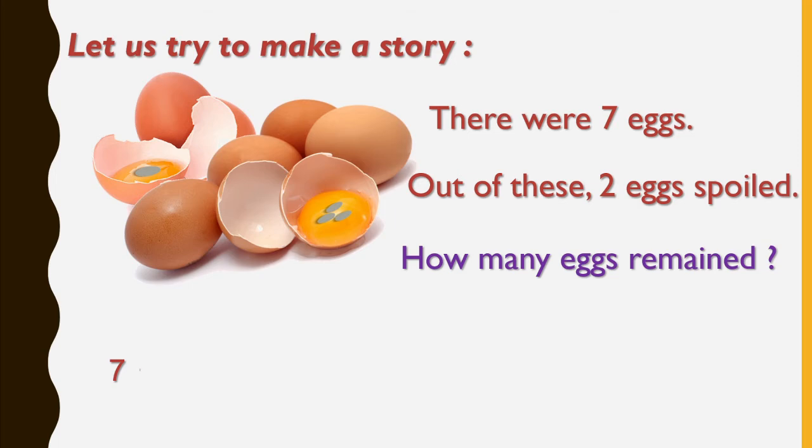7 eggs minus 2 spoiled eggs is equal to 5 eggs in good condition. Right? 7 minus 2 is equal to 5. इधर 2 क्यों लिखा हम लोगों ने? Because out of these 7, 2 eggs spoiled. सो उनको निकाल डाल रहे हैं, खराब हो गए वो, उनको निकाल देंगे तो बचे कितने, अच्छे वाले 5, राइट. We will use table. 7 minus 2 is equal to 5, correct.